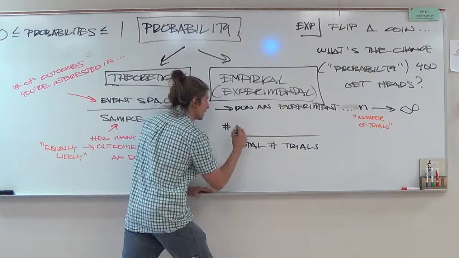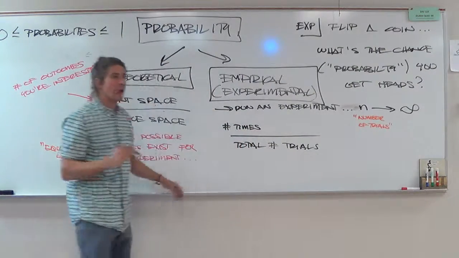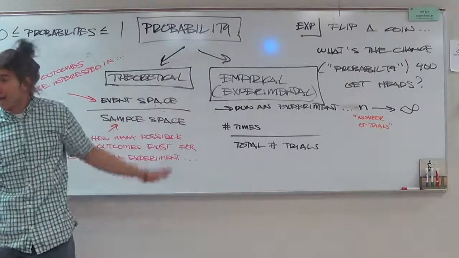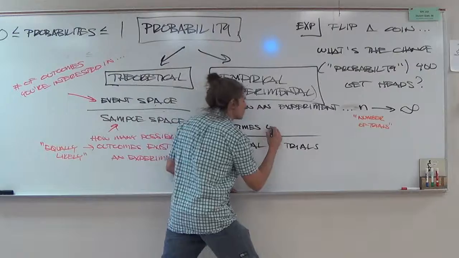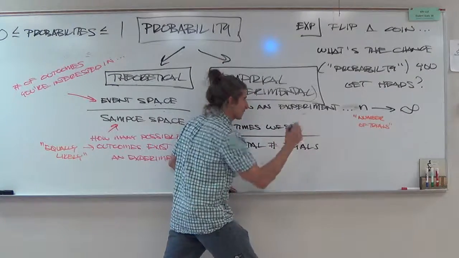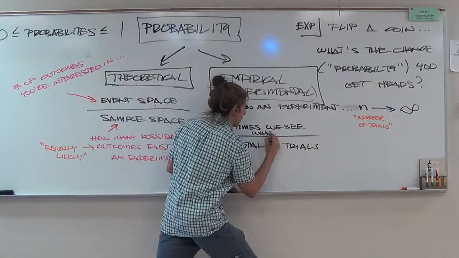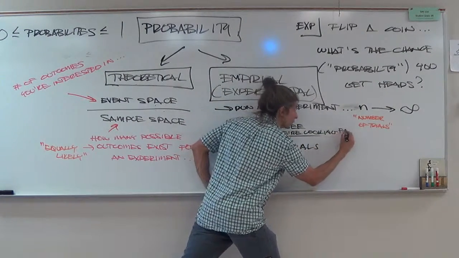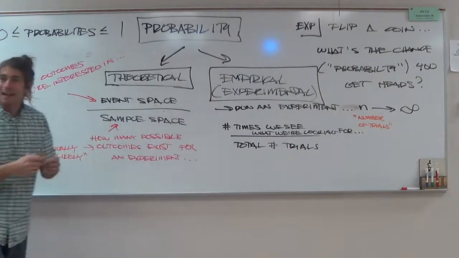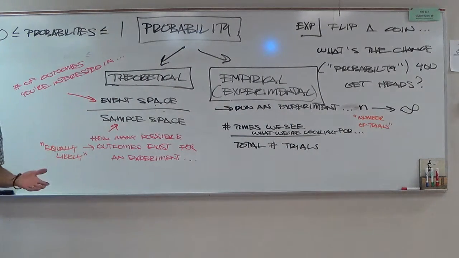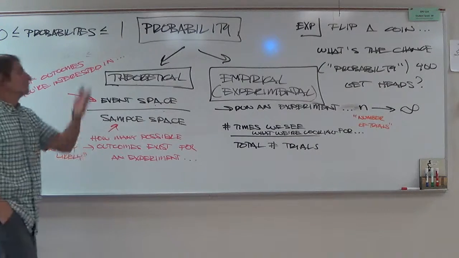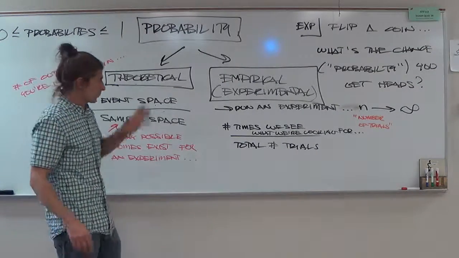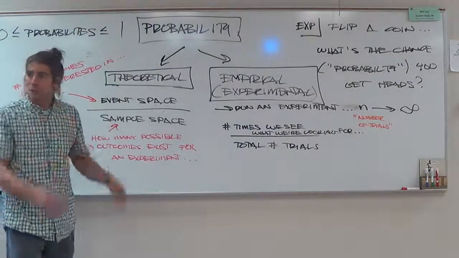Use ours as an example. I'll get you started: number of times. In this case, it rains. In general, it's the number of times we see what we're looking for. So you could call it the number of times the event occurs, using the language over here. Number of times the event occurs over the number of trials.